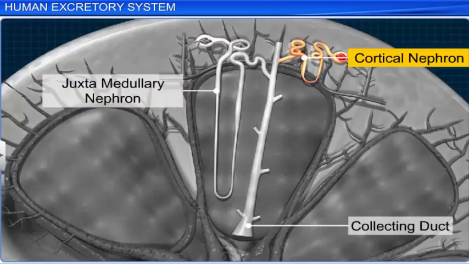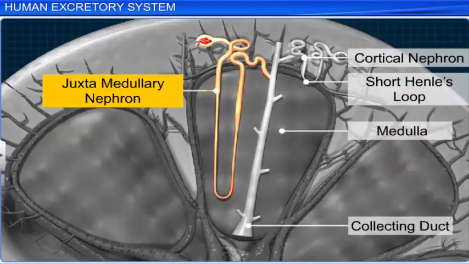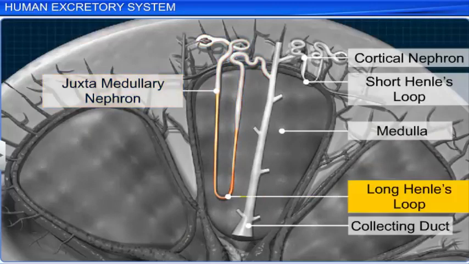Cortical nephrons constitute the majority of nephrons and have a very short Henle's loop that just about extends into the medulla, while the juxtamedullary nephrons have a very long Henle's loop that runs deep into the medulla.